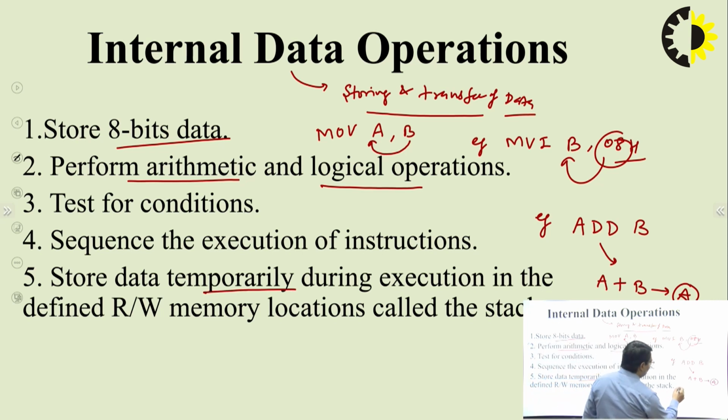Another example can be ADI, add immediate, 05H. Here the 8-bit data 05H is added with the content of the accumulator and the result is stored in the accumulator itself. So these are the examples of internal data operations.